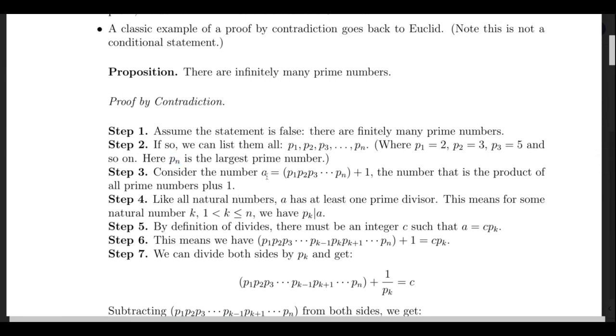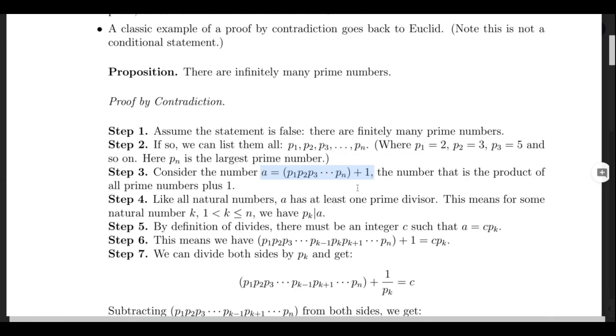So let's consider the number A. This number is P1 multiplied by all those prime numbers together, so the product of all those prime numbers, and then we add 1 to it. And what kind of number is A? This number A will not be divisible by P1, will not be divisible by P2, will not be divisible by P3, up to Pn, because we add 1 to it. So that basically gives us that A is another prime number.